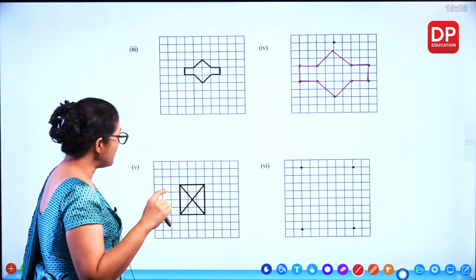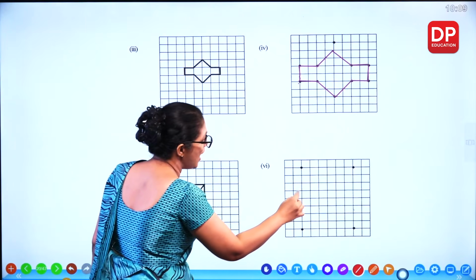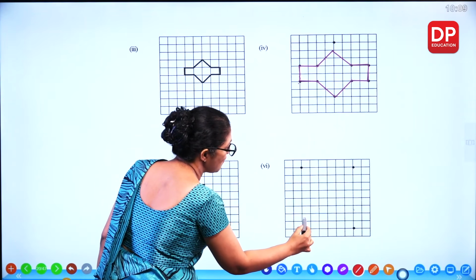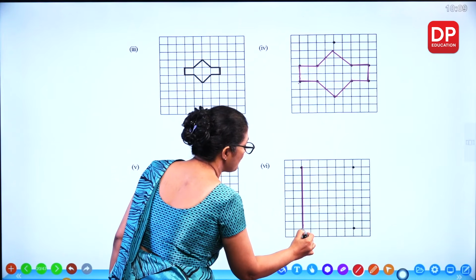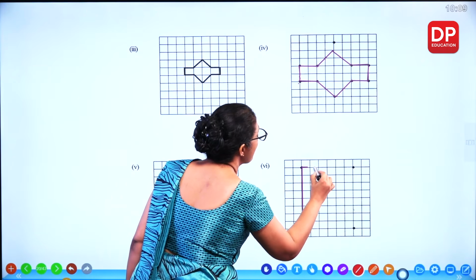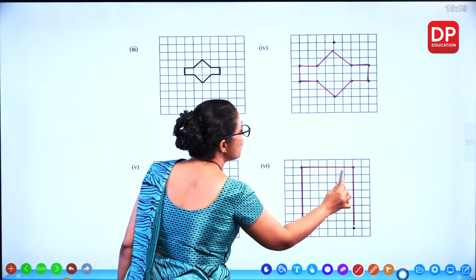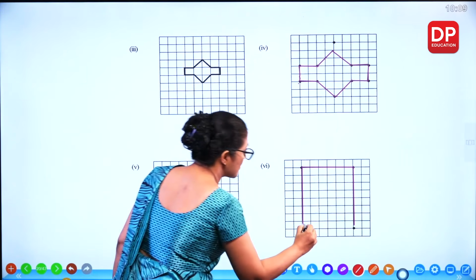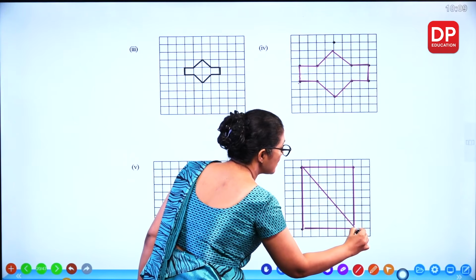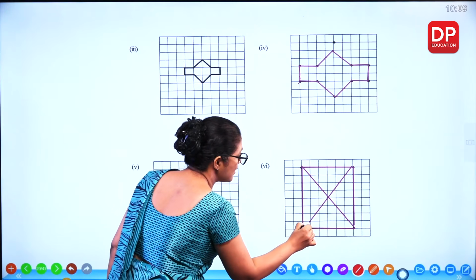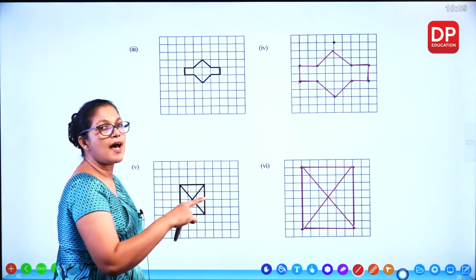Now take a look at this one. So this one, 1, 2, 3, 4. So you need 8 squares. 1, 2, 3, 4, 5, 6, 7, 8. So this is the square here. And this one, 1, 2, 3, 4, 5, 6. Here 1, 2, 3, double this, 6. So here you get this one and 2 diagonals like this, here and here. So that's the diagram. Double the size of this one.